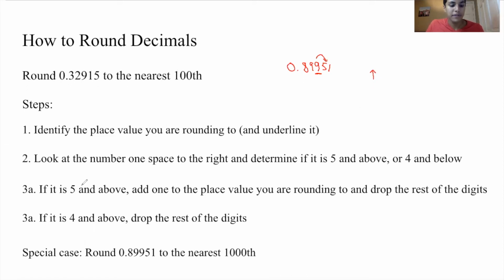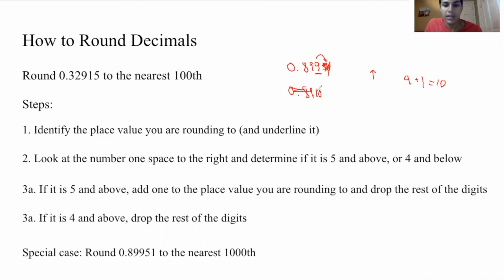And so if it's 5 and above, add 1 to the place value you're rounding to and drop the rest of the digits. So we can drop these digits, and this 9, we need to add 1 to it. So 9 plus 1 is 10. And this is where we run into our issue. We added 9 plus 1 and got 10, but we can't write 0.8910 because that's lower than this. It doesn't make any sense.